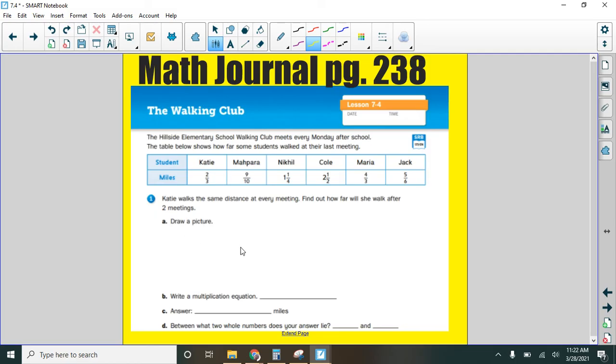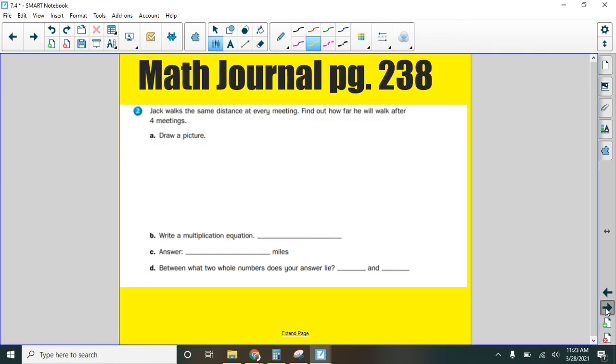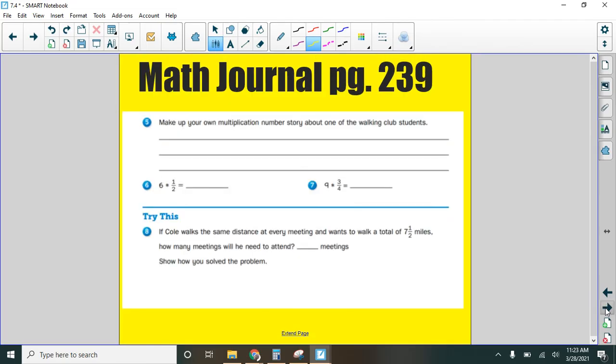When you draw a picture, you could draw like pizzas. These kids are running, kids that are at a walking club. I wouldn't draw a bunch of kids walking here. I would draw something to help you to solve this, like a number line or the little pizzas that we were doing. Right? Something that will help you to do that. So you have 1, 2, 3, 4. There are 7 problems, and then the try this. Yes, you do need to do the try this.